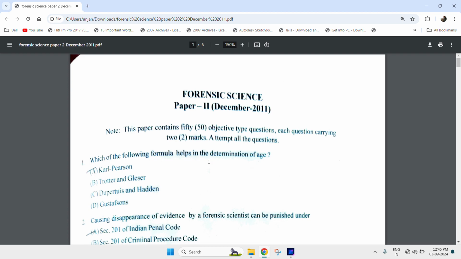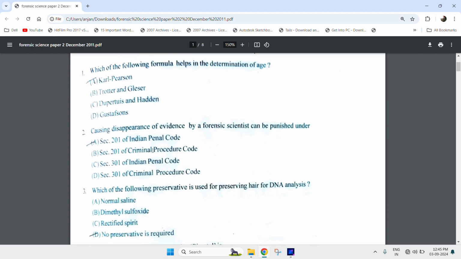Which of the following helps in determination of age? Karl Pearson. Causing the disappearance of evidence by a forensic scientist can be punished under Section 201 of the Indian Penal Code.